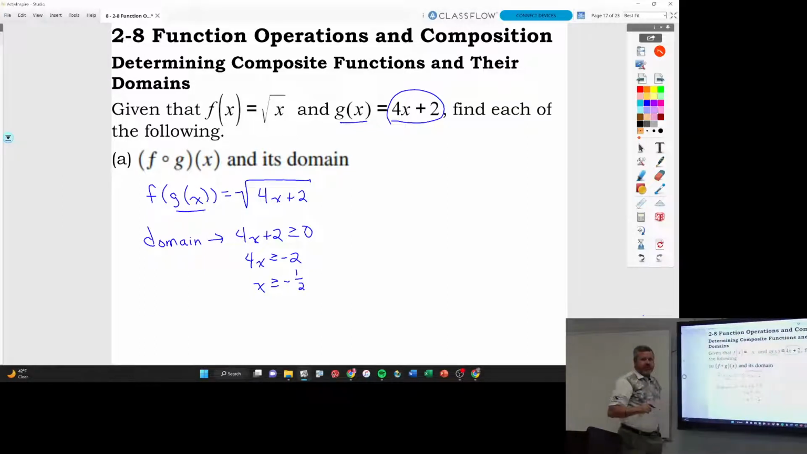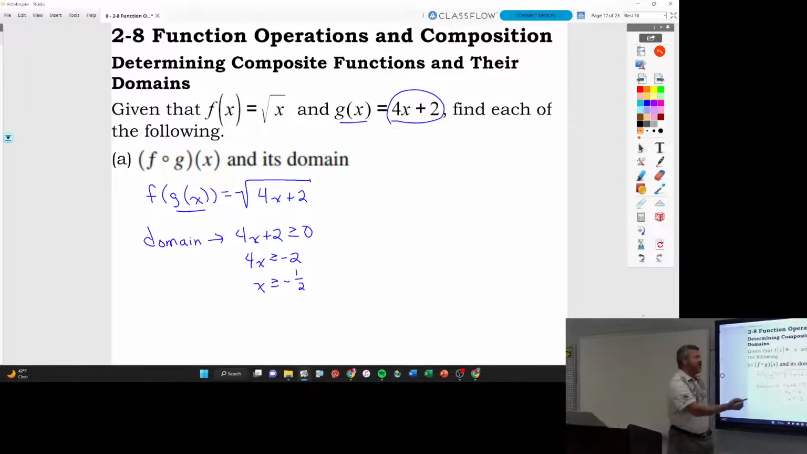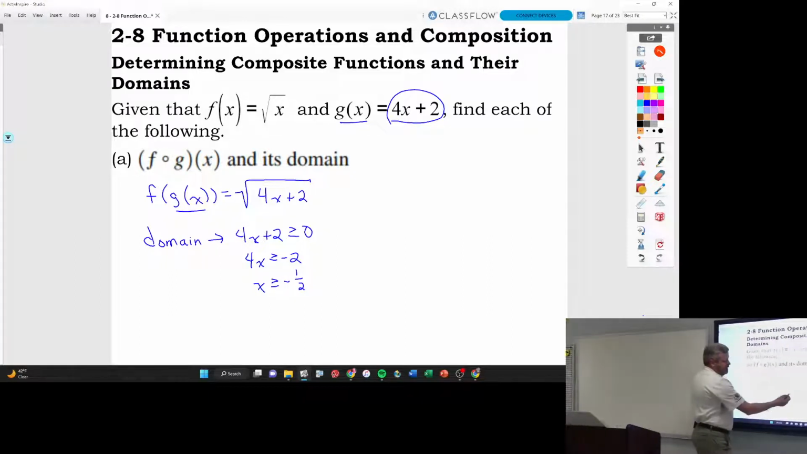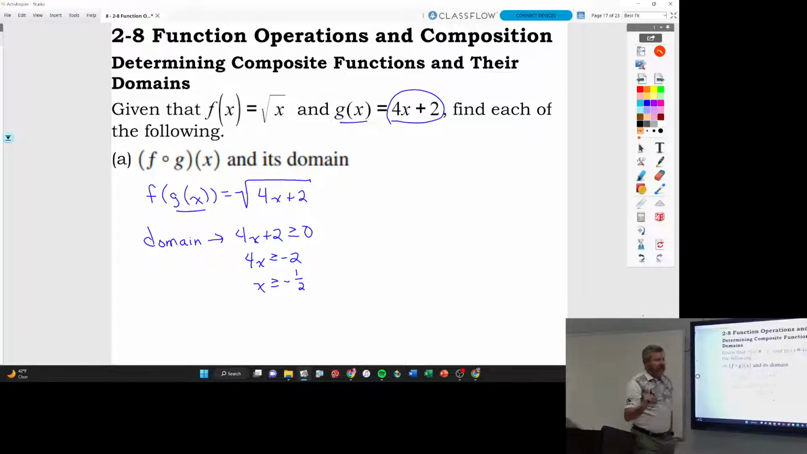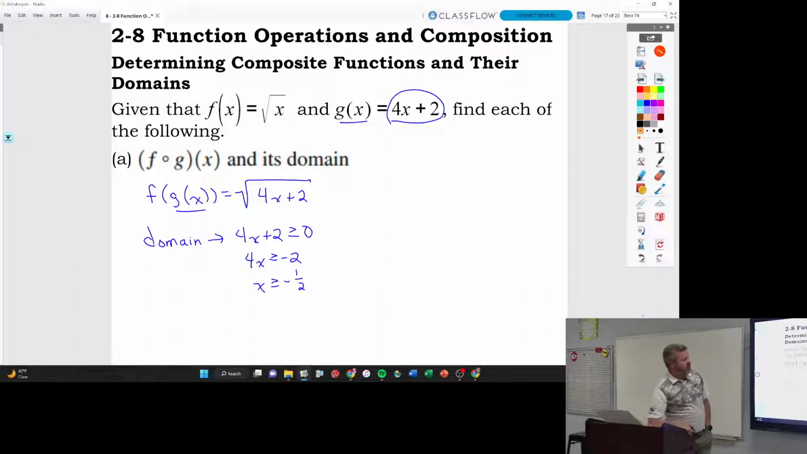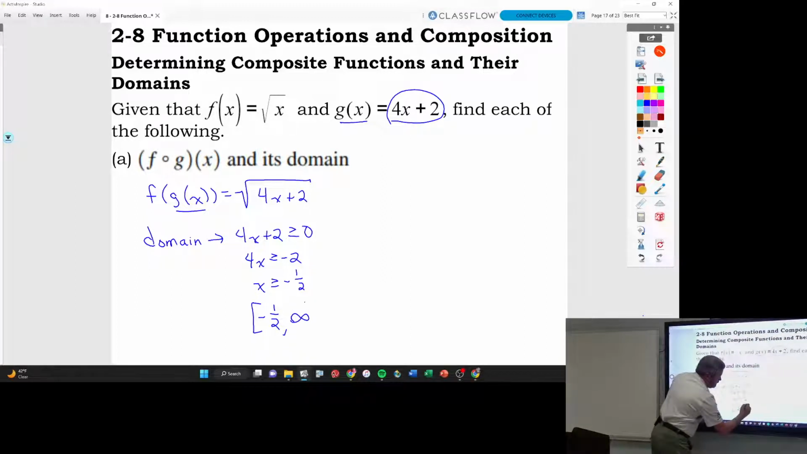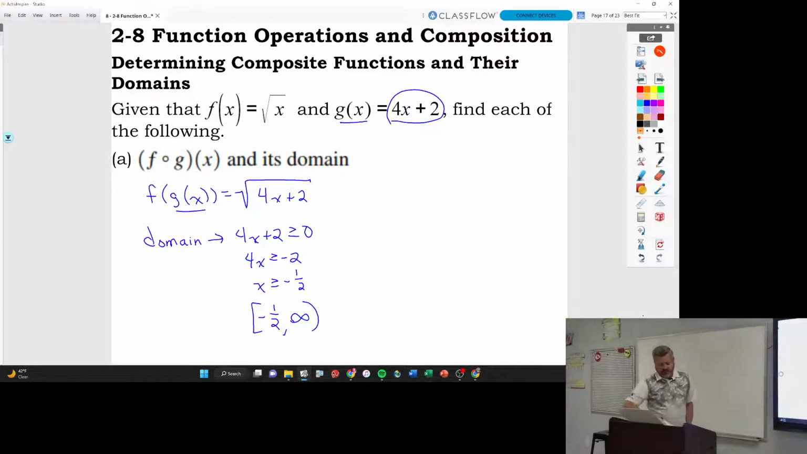So I want to point out here the fact that x can be negative. I am taking the square root. x is inside. x can be negative, okay? But 4x plus 2 cannot be negative. So that's very, very important there. So the domain is anything bigger than or equal to negative 1/2. And we write that in interval notation. It can equal negative 1/2, and anything bigger than that, all the way up to infinity. Okay, and we always put parentheses around infinity. So there's your domain, from negative 1/2 to infinity.